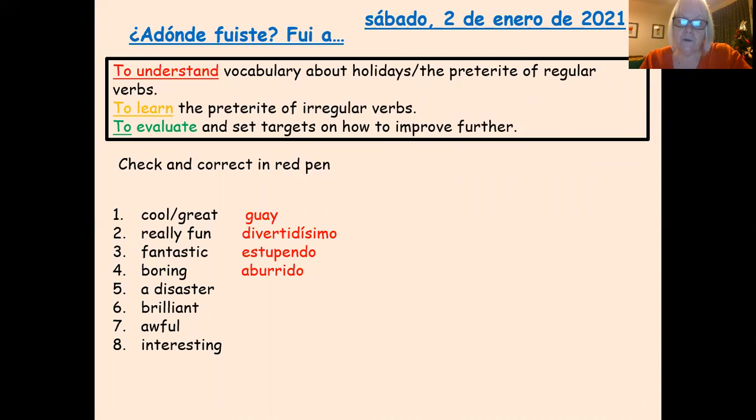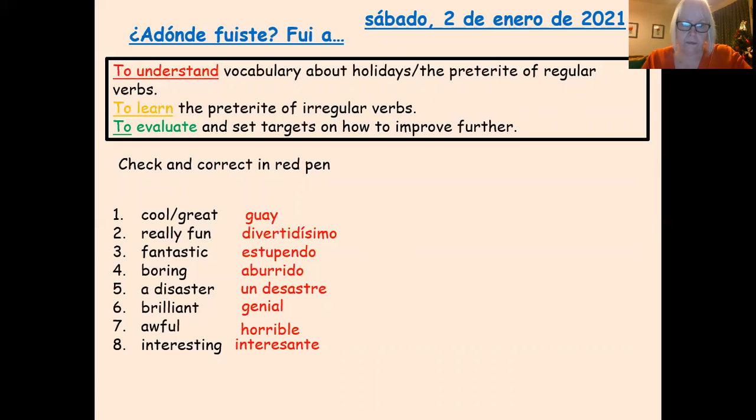So any adjective you look at, aburrido, for example, meaning boring, if it were aburridísimo, then it means really boring. You've got un desastre, genial is great or brilliant, awful, horrible, interesante is interesting. So some cognates there that are going to help you out with this. So check and correct in red pen anything that you weren't sure about, but please look out for accents and spellings.